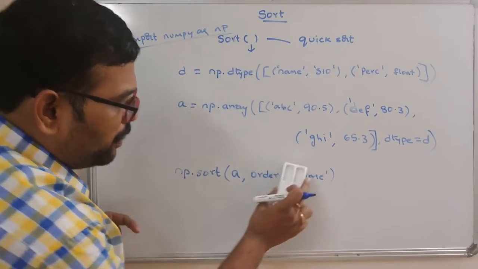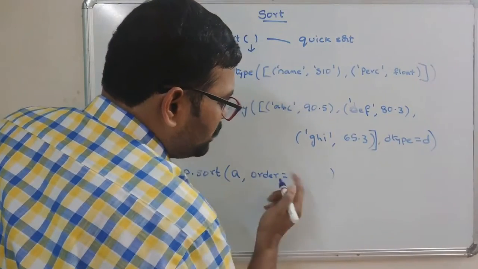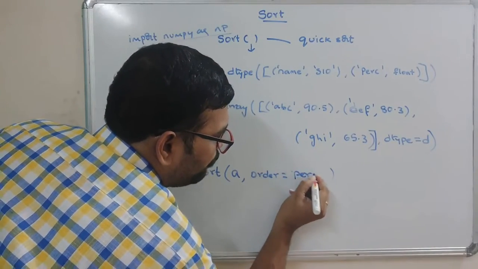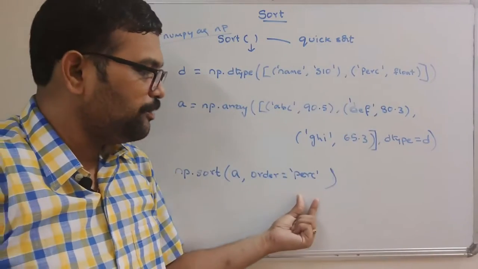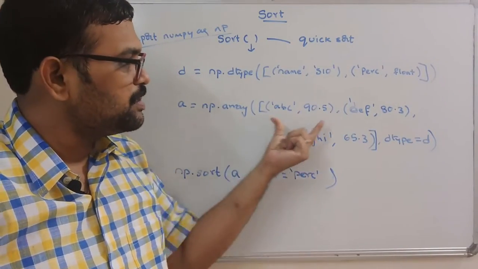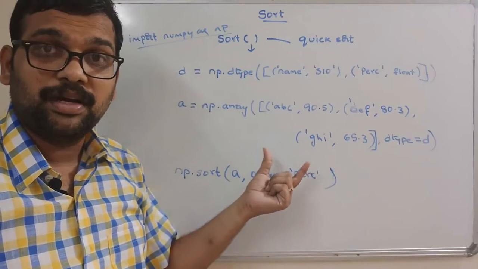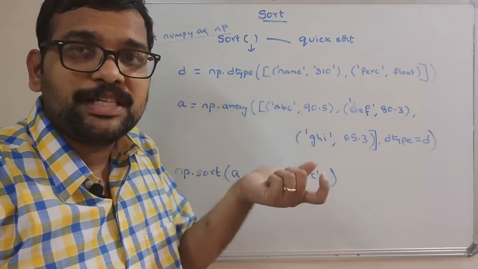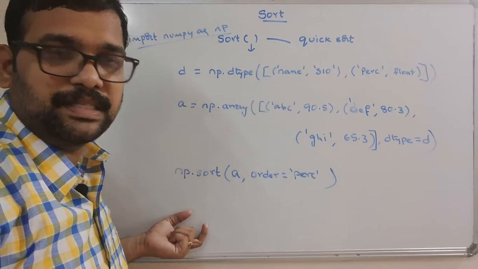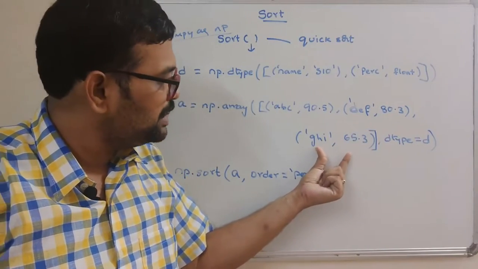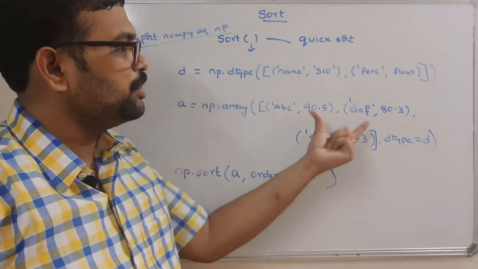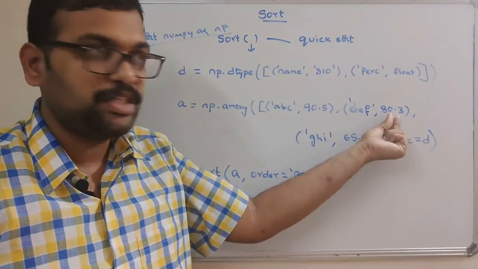And if you want to sort the elements with the help of percentage, there is one more field called percentage. If you go with this, the elements will be sorted in ascending order, so the lowest percentage will come first. Among these three, this one has the lowest percentage, so this one will be printed first, and among these two, this one is the lowest percentage.